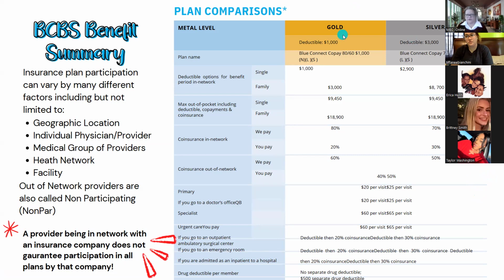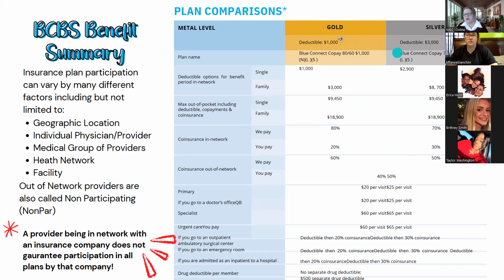But you can see the different levels of plans, the dollar amounts are different, right? The deductible is higher on one than it is the other, 1,000 and 3,000. And they always give you the name, like the name of this plan is Blue Connect Copay 8060.